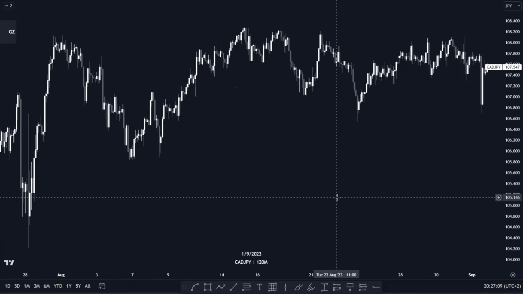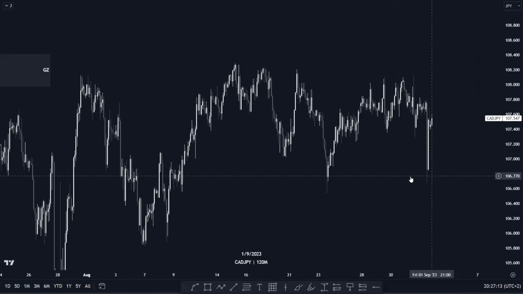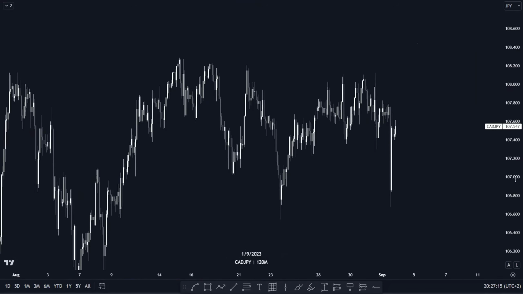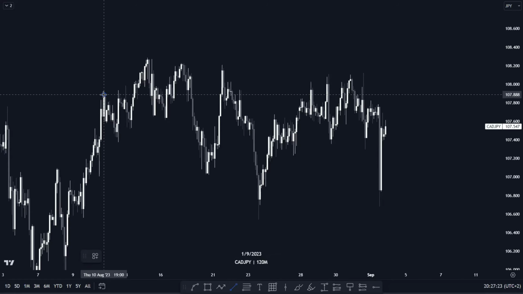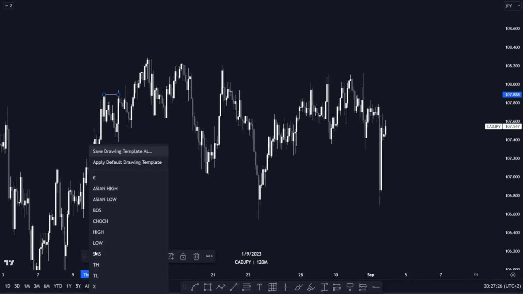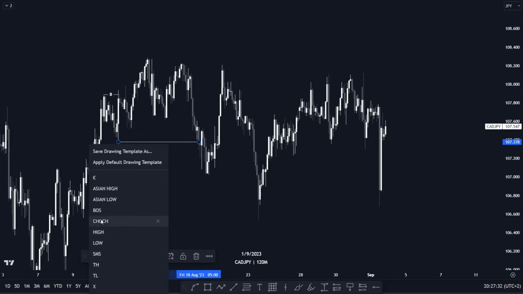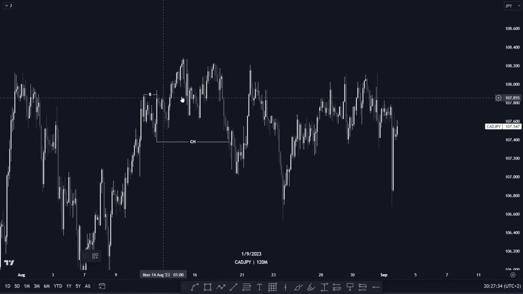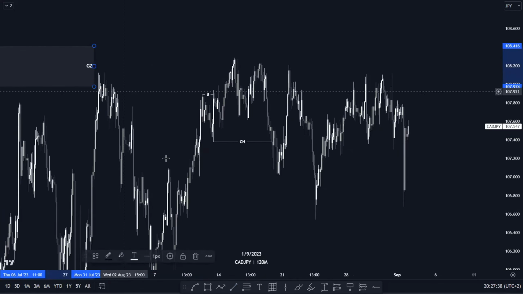So let me just zoom in and reset the chart. As you can see here, we can clearly see that this here is a break of structure, this is another break of structure, and this here is a change of character. And mind you, this break of structure and change of character is within our golden zone entry.